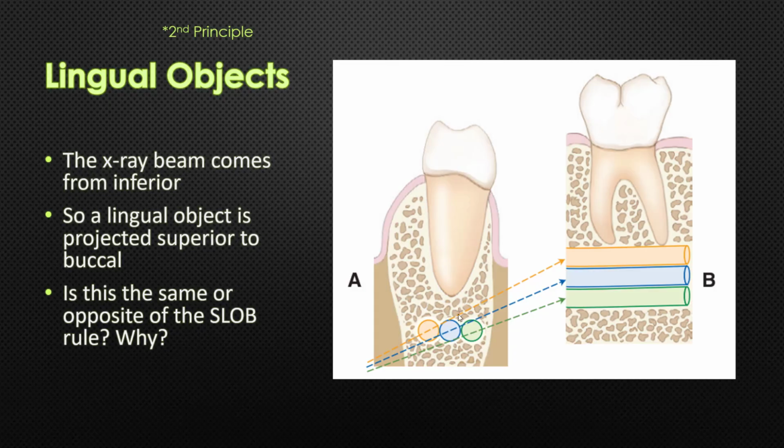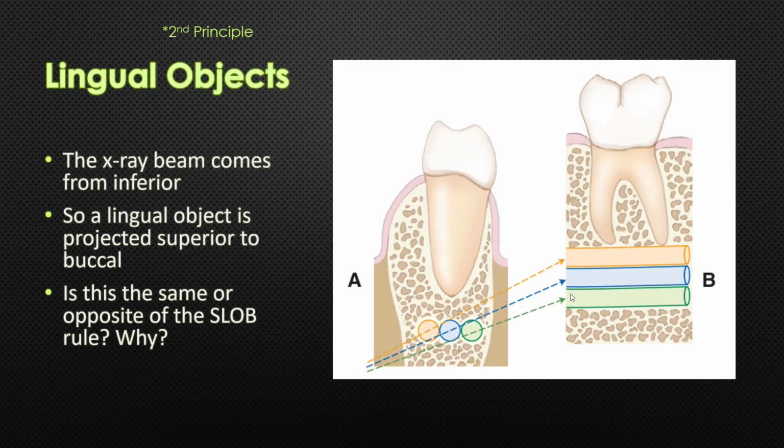So this is a cross-sectional image of a mandible, and you can imagine three different potential positions of the mandibular canal. It could be more toward the lingual, as is shown in this orange dot, or right in the center, or more toward the buccal. And this is showing that since the X-ray beam comes from the inferior, it's projecting superiorly. So imagine this being projected onto the panoramic image. If the object lies more toward the lingual, it's going to be projected more superior. If it lies more toward the buccal, it's going to be projected more inferior.